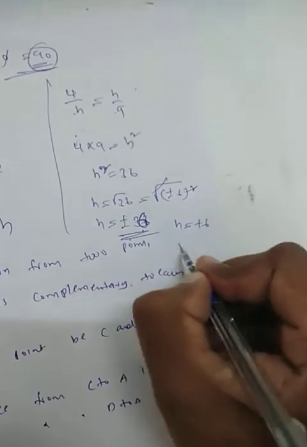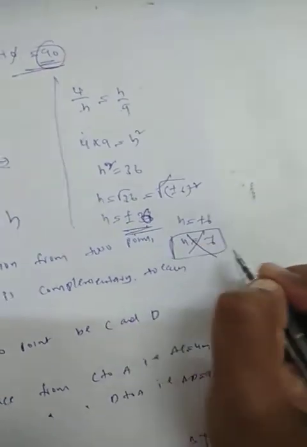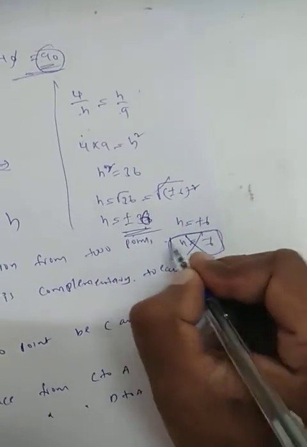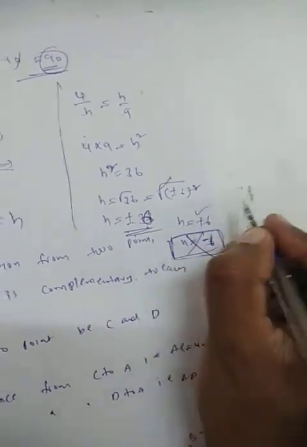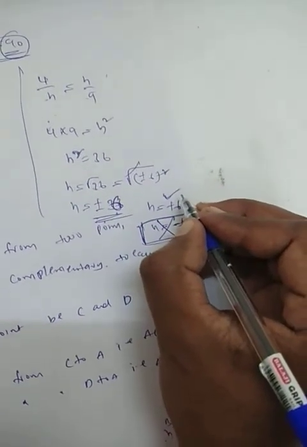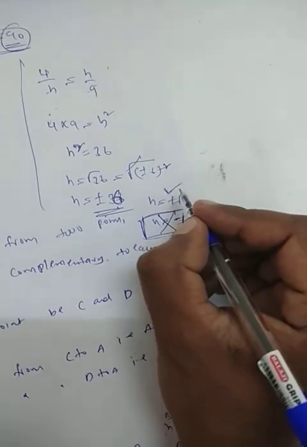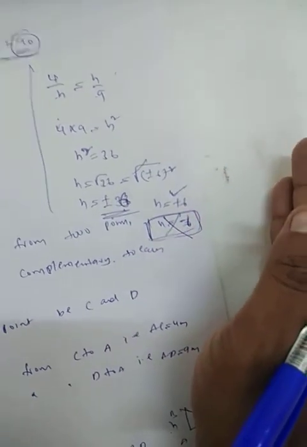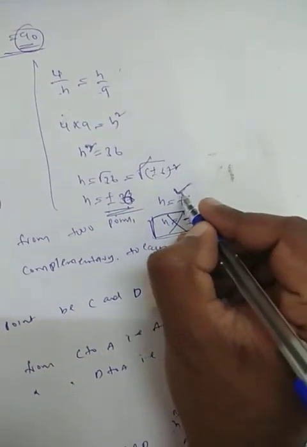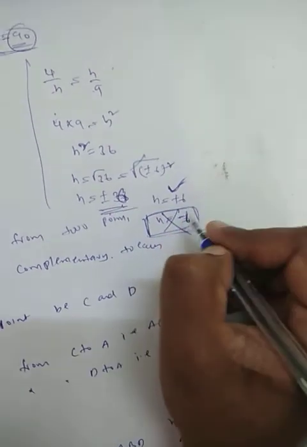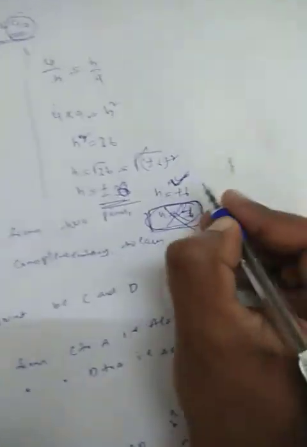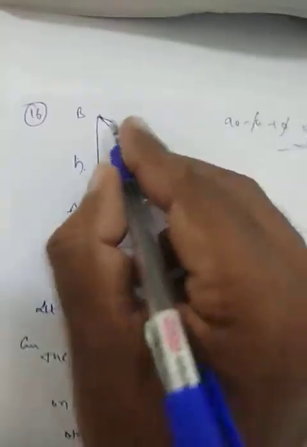We have two possibilities: H is equal to plus 6 and H is equal to minus 6. This is an invalid condition. Why? The height should always be a positive value. It can be a whole number or any type of fraction, but it should always be positive. So minus 6 could not be taken and plus 6 could be taken. The height of the tower will be 6 meters.